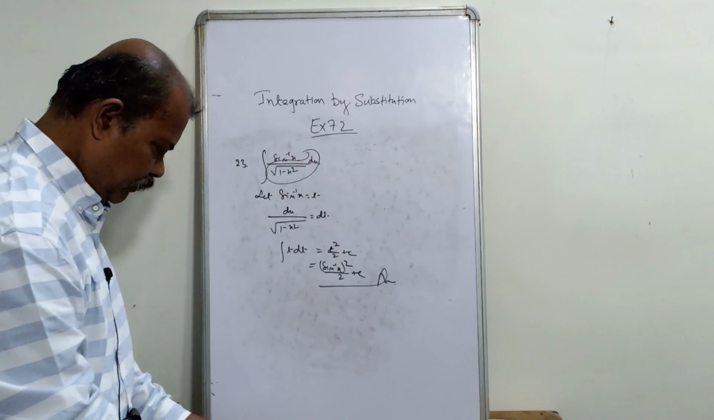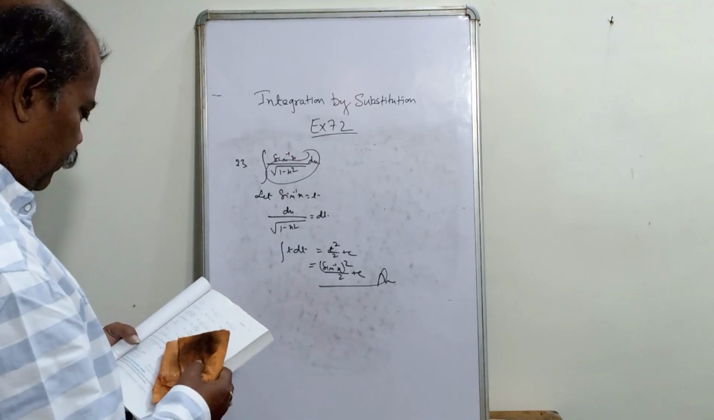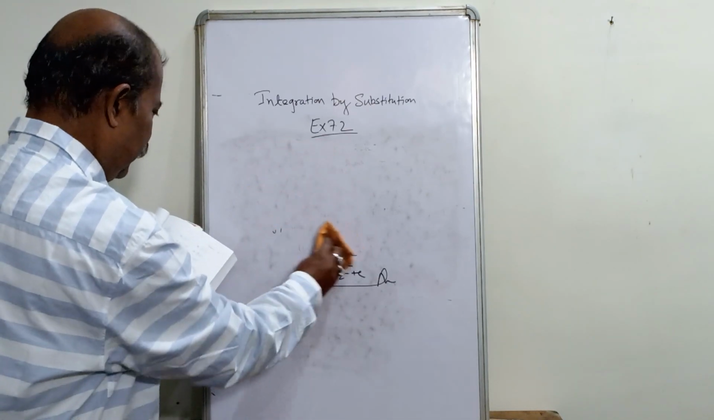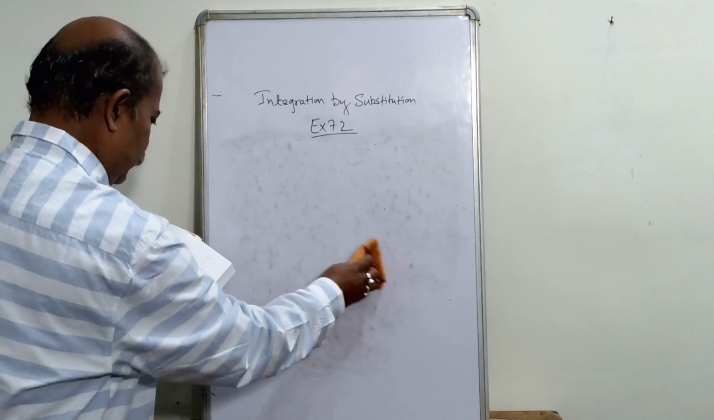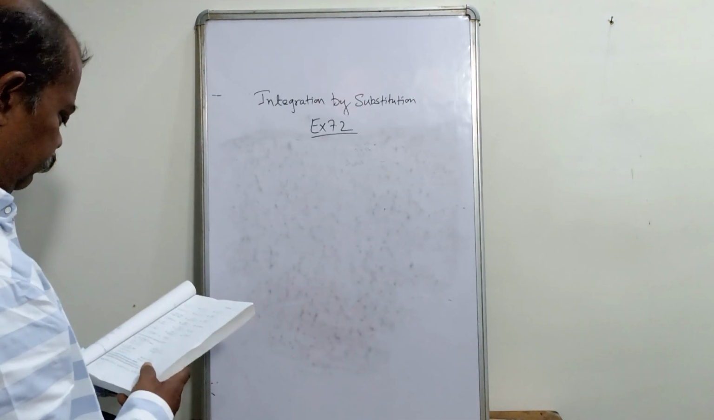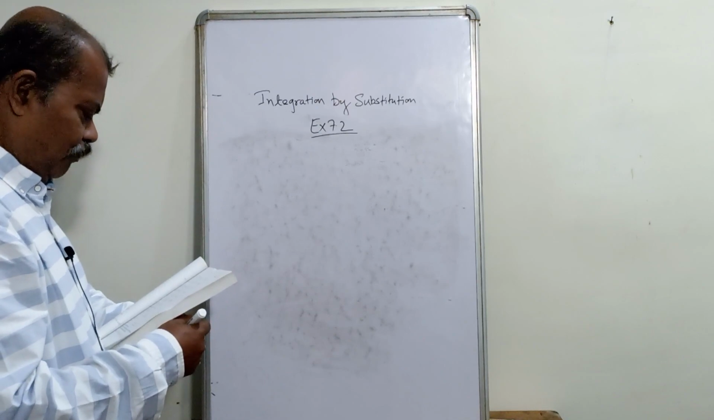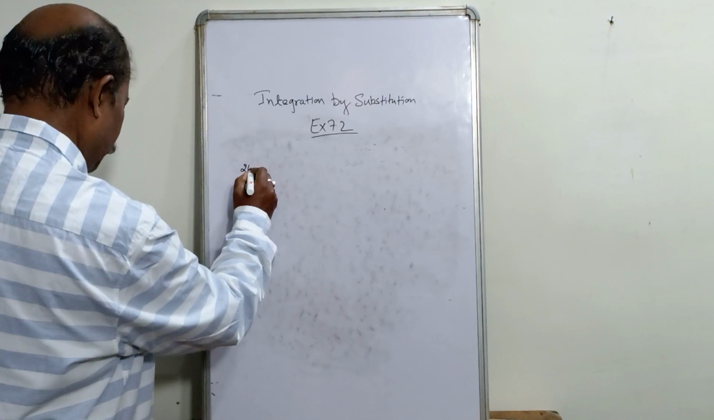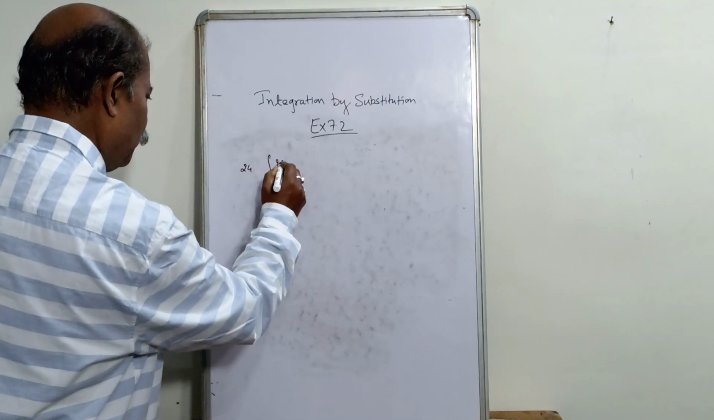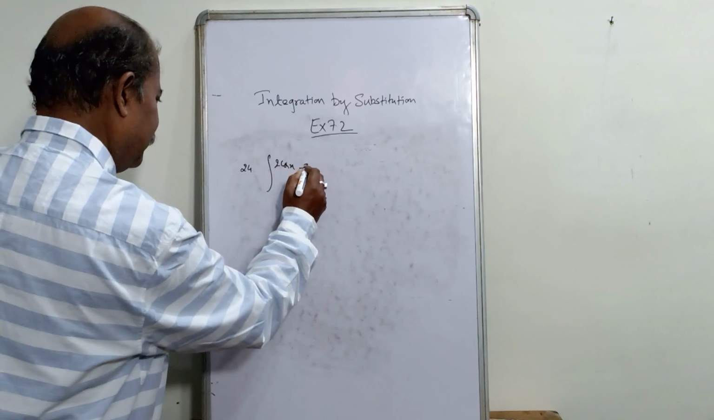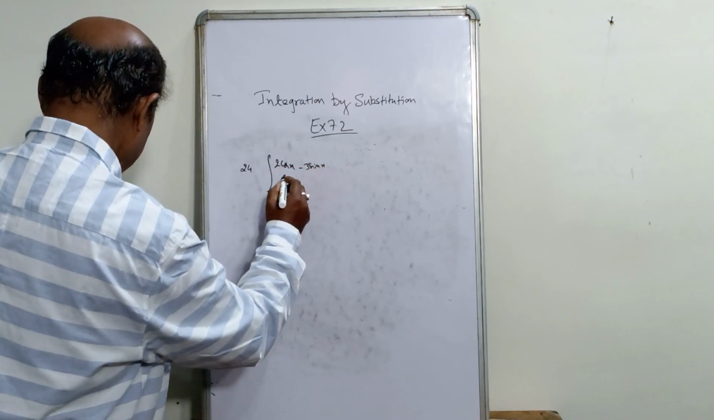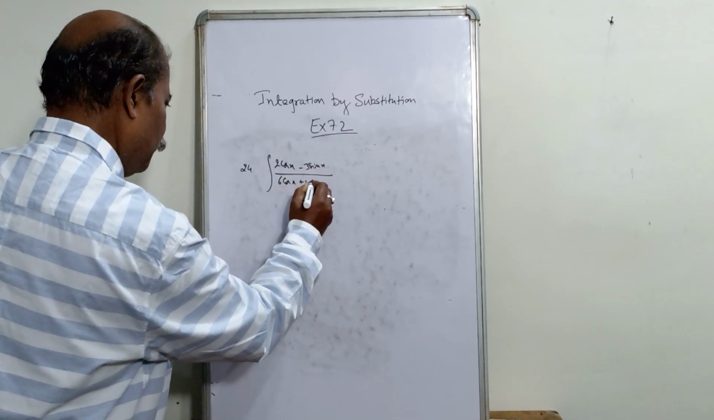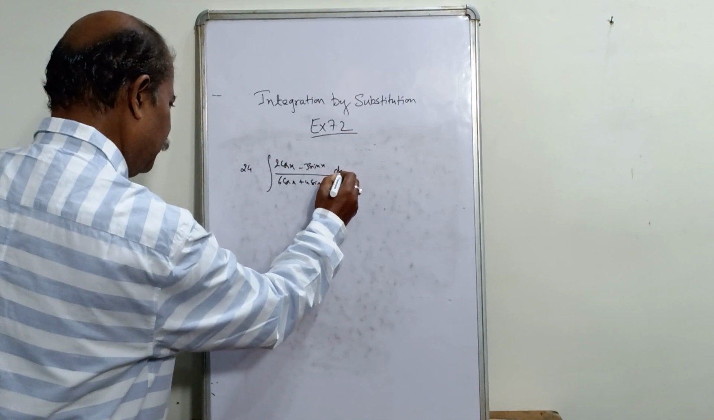Now I am going to the next question. This is also an easy question because the picture is quite clear. Question number 24: the integral of 2 cos x minus 3 sin x by 6 cos x plus 4 sin x dx. This is your question.